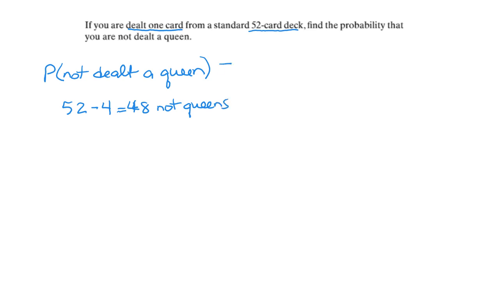So if we had to look at the probability, remember the probability is going to be a fraction, unless it's 0 or 1. And we're going to take a look at the fact that we have 48 cards that are not queens out of the 52 cards of the deck. And when we use this, we get 12 over 13. And this is the probability of not being dealt a queen.